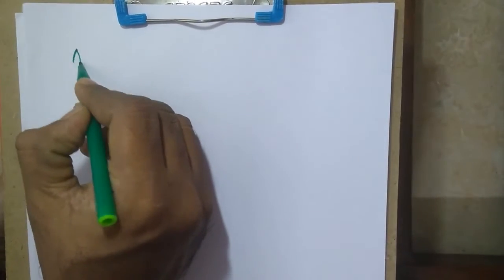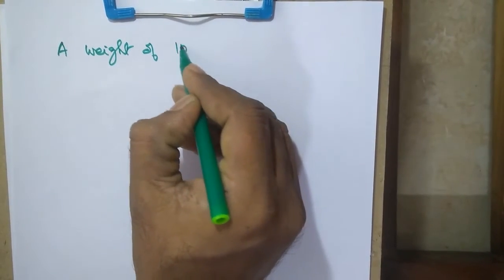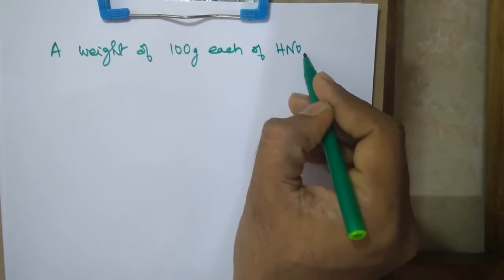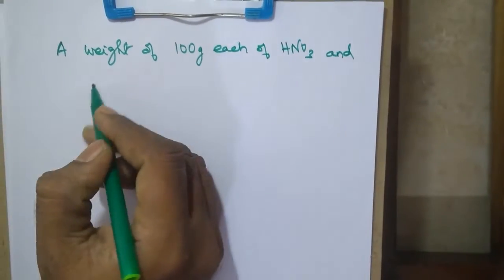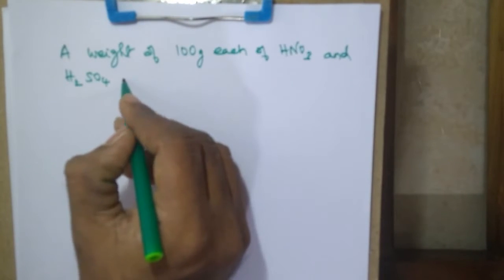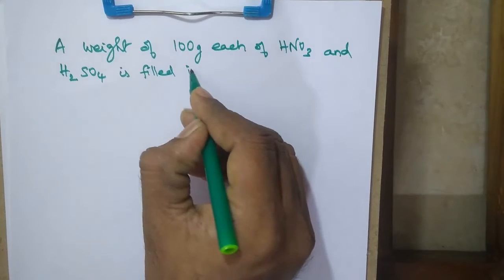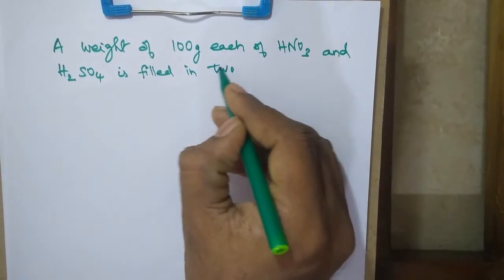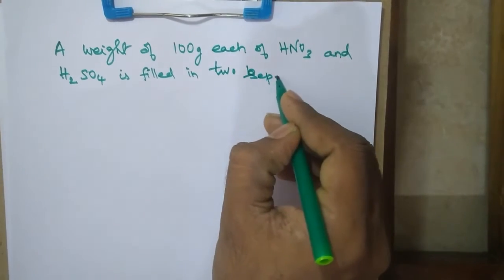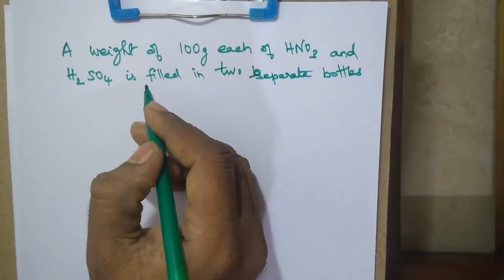This is also about usage of Avogadro number. A weight of 100 grams each of nitric acid, HNO3, and sulfuric acid, H2SO4, is filled in 2 separate bottles.